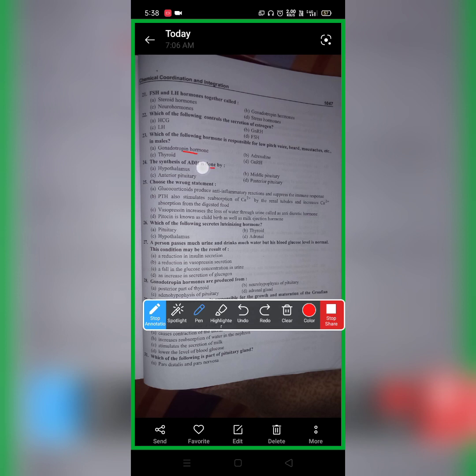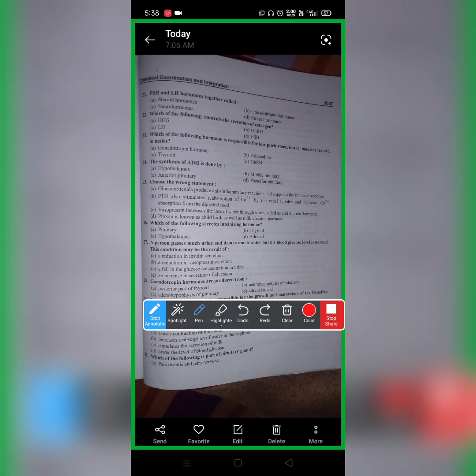The synthesis of ADH is a very important question for you guys to understand. Is it the hypothalamus, anterior pituitary, middle pituitary, or posterior pituitary? The answer is option A, the hypothalamus. They are asking who synthesizes ADH, the antidiuretic hormone. It is synthesized by the hypothalamus, and stored and released in the posterior pituitary. So the answer is option A, the hypothalamus.